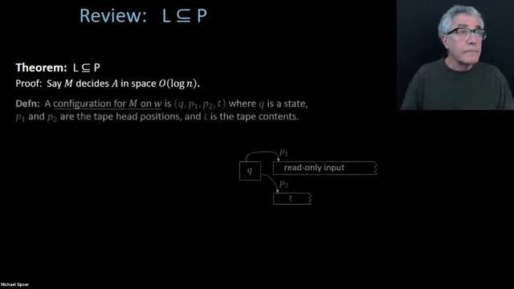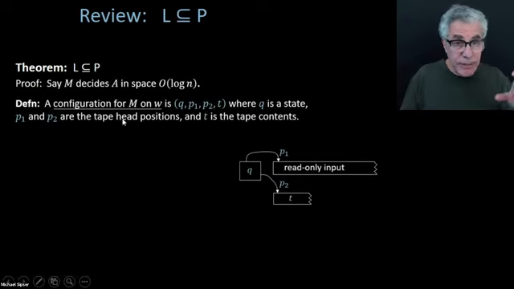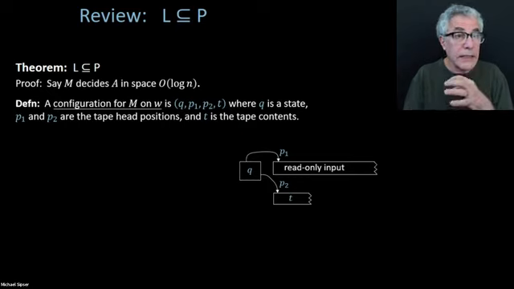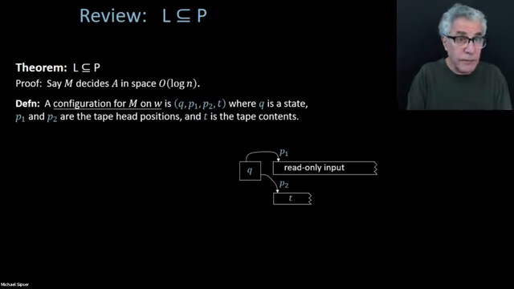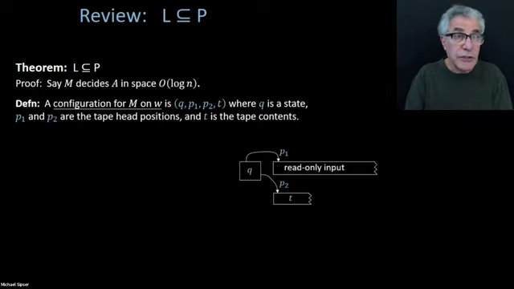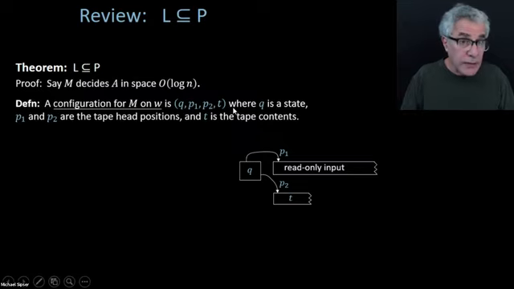In particular, we really need to know the notion of a configuration of a log space machine on an input. Because the input does not change, we don't really consider the input to be part of the configuration. The thing that's relevant in the configuration is the dynamic part of the machine: the state, the head locations, and the work tape contents. So we're defining the configuration for the machine on a particular input w as those four things: state, the two head locations, and the tape contents.